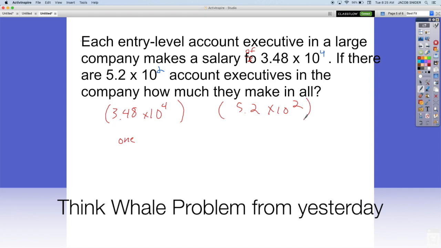Okay, because that's what one person makes. It's like the whale problem from yesterday. One person makes this. There's this many people. How many do they make all together? Okay, multiply together.